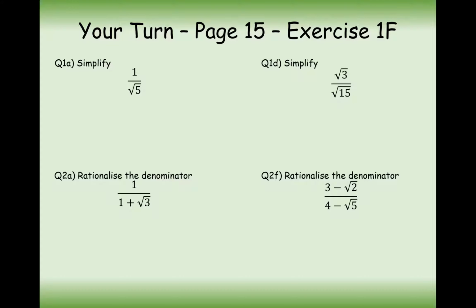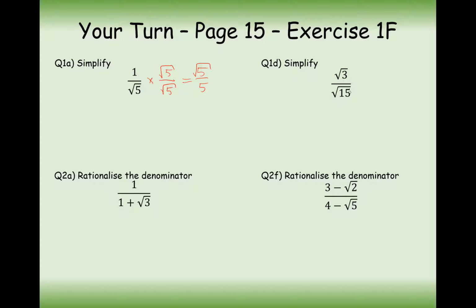Okay, well done with trying these then. Let's go through these answers. So for the first one here, we're going to times the top and the bottom by root 5. There's no need to change the sign on these ones where it's just an individual square root. It's just going to be root 5 over 5.